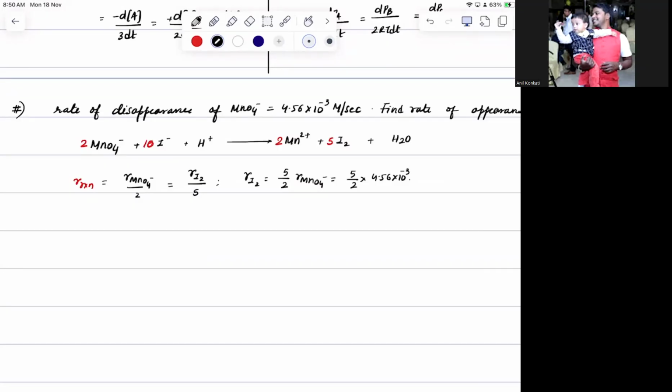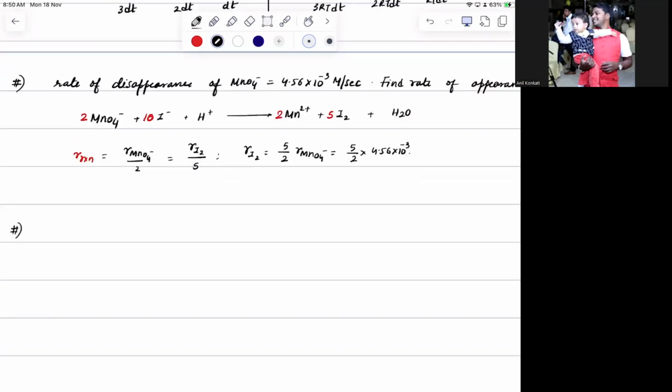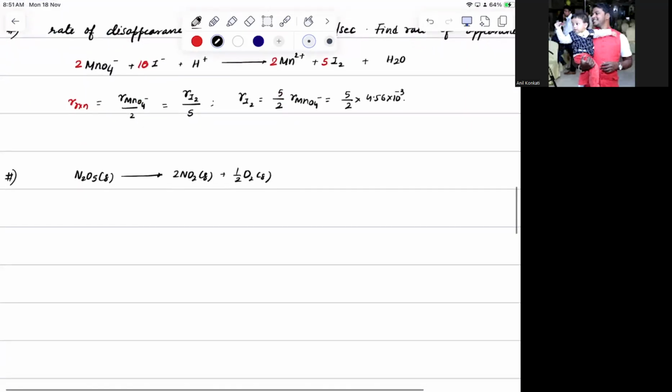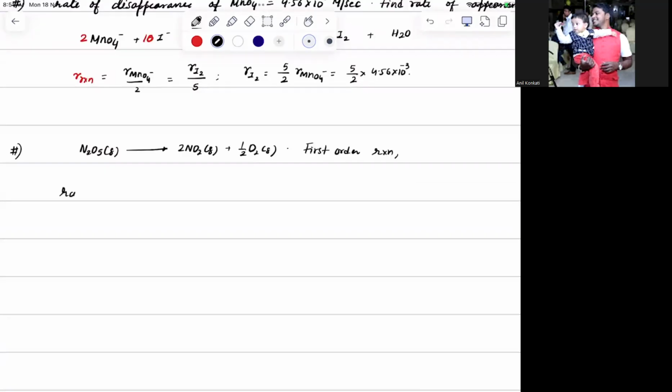Next. Suppose a question is given this way: N2O5 is decomposing to form 2 NO2 gas plus half O2 gas. It is given as a first order reaction, and you need to find the ratio of K of N2O5 to K of NO2 to K of O2. Clear? And this K represents the rate constant here.